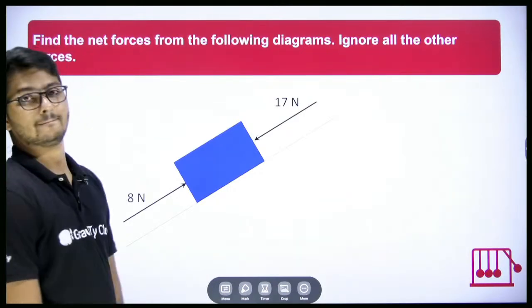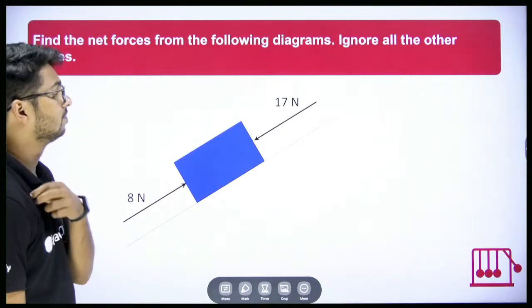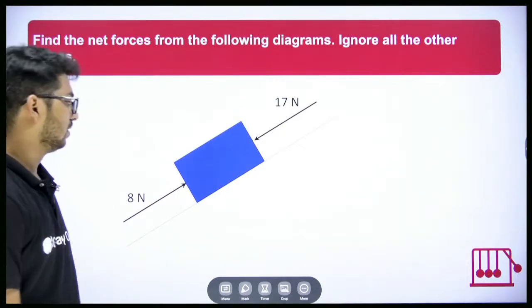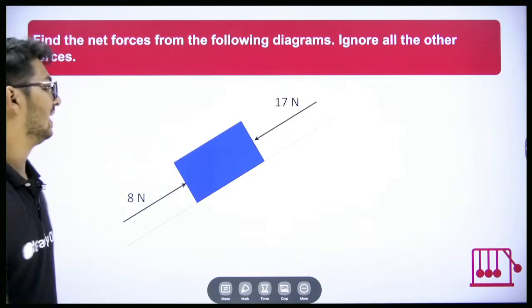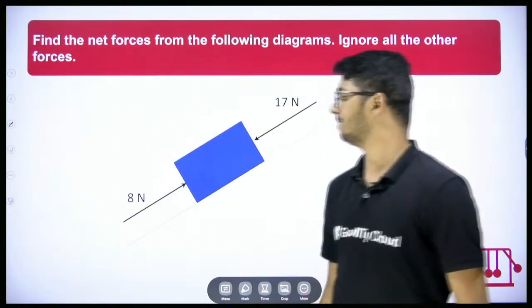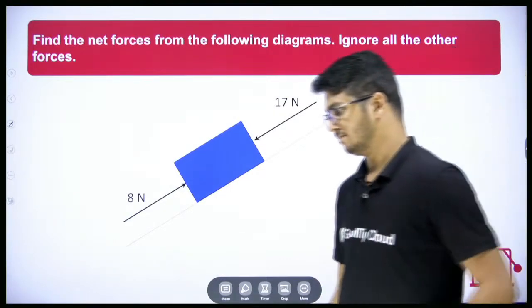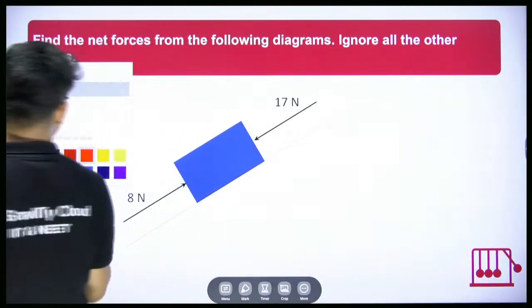Do it. Take your time, solve it. Two forces, 8 Newton and 17 Newton. So what is that going to be?